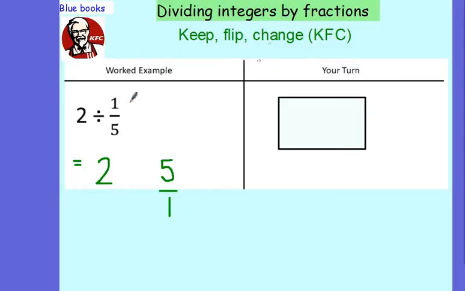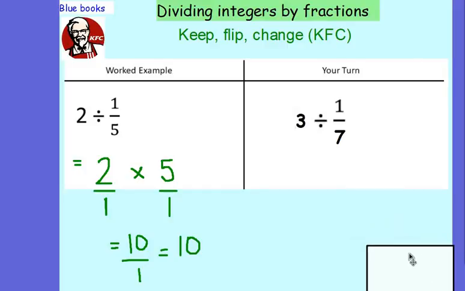And I want to change the sign. The sign at the moment is a division. I'm going to change it to a multiply. Now you remember from when we were multiplying fractions earlier this term, I need to write the 2 as a 2 over 1, because 2 over 1 means the same as 2. And now I just multiply across the top and multiply across the bottom. So I get 2 times 5 is 10, 1 times 1 is just 1, 10 over 1 is just the same as 10. Over to you, Year 7.